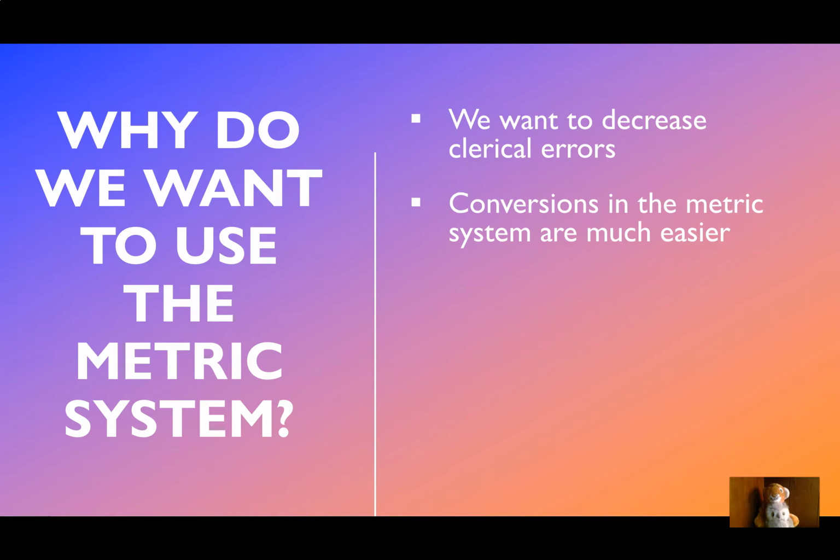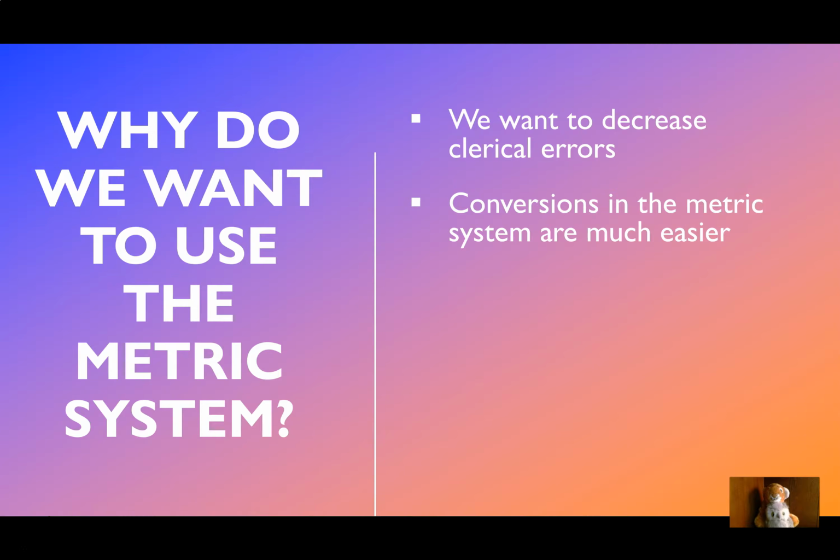The metric system in particular is used because conversions are much easier. So conversions in the metric system are based on a power of 10. To get from one unit to another, we're either multiplying by 10, by 100, by 1,000, or we're dividing by 10, 100, or 1,000. Whereas in other systems, it might be a little bit different.